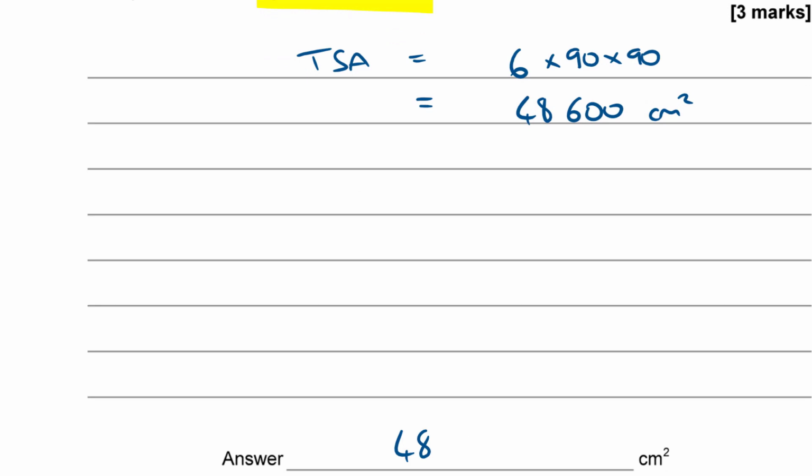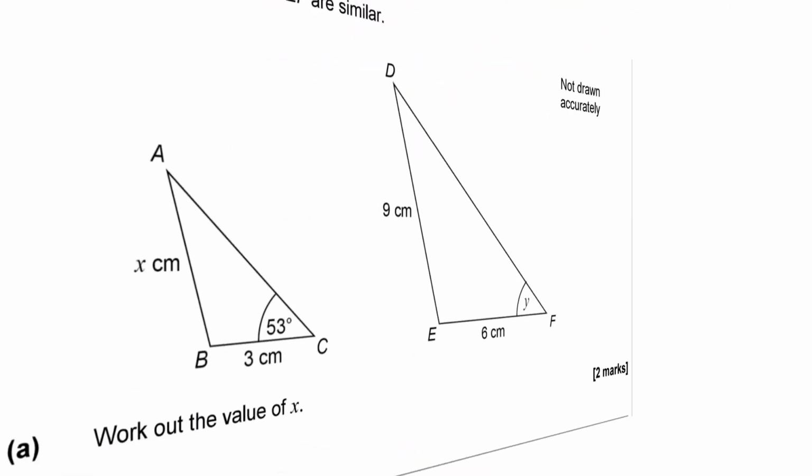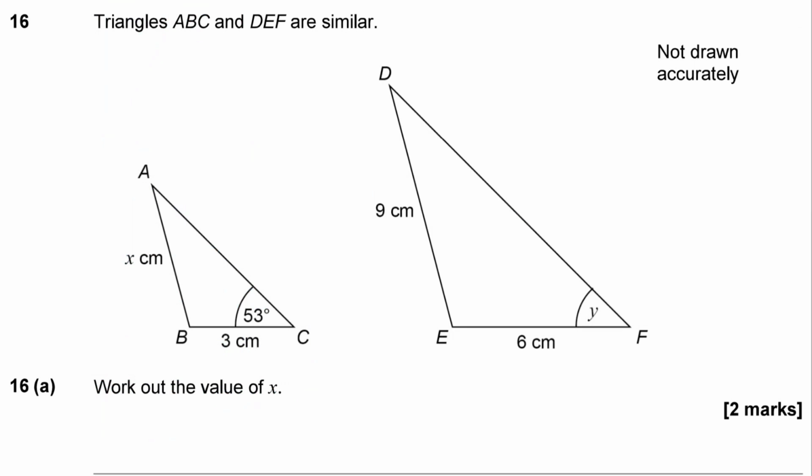Okay, let's just write it down in the bottom. Oops, let's write in the bottom properly. Triangles A, B, C and D, E, F are similar, and we've got them shown here. Now it says work out the value of x. Now, if two shapes are similar, it means their sides are in the same ratio. So these two sides match up on my diagram, and these two sides match up.